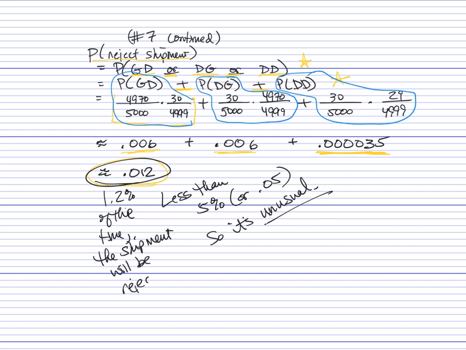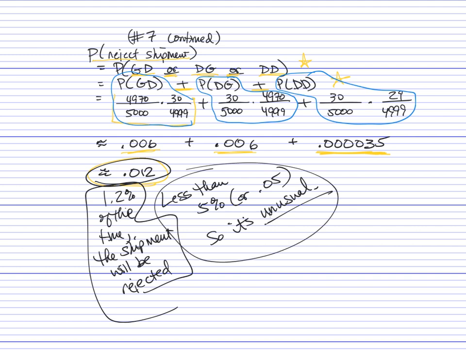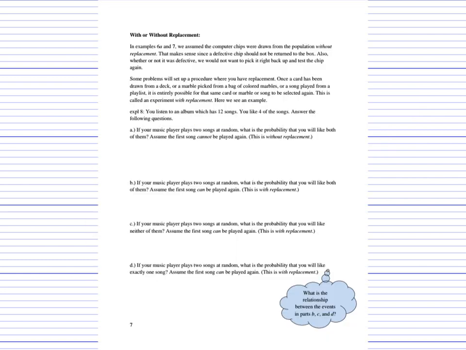And it asked me, is that unusual? And remember that it is less than 5%. So yes, it's unusual, which is good because you don't want it to be usual that you'd have to reject your shipment, right? Okay, this one is here to talk about this idea of with or without replacement. So why don't you go ahead and read this over, read over A, maybe see if you can do A and maybe even B. See what you can do. Pause me and come back to me.